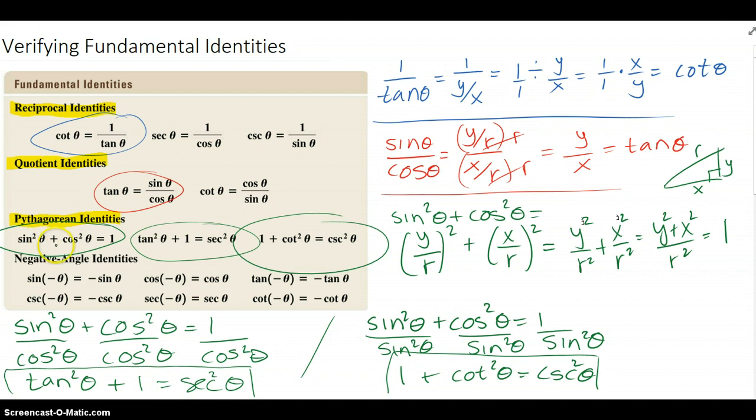So, to be honest, I usually just memorize this and I derive these every time I need them. But you do need to get all these identities down.